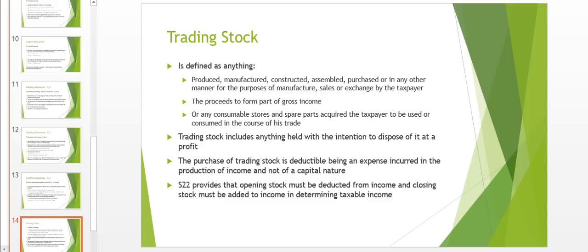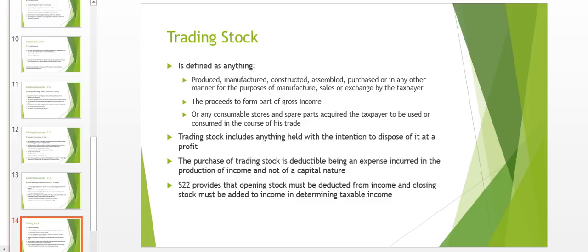So yeah, trading stock, you just need to think about inventory. It's the same as inventory. The trading stock includes anything held with the intention to dispose of at a profit, and the purchase of trading stock is deductible, being an expense incurred in the production of income and not of a capital nature. So Section 22 provides that the opening stock must be deducted from income, and the closing stock must be added to income in the determination of taxable income.